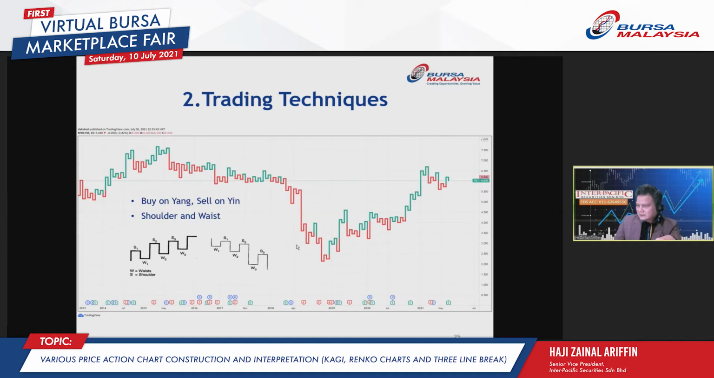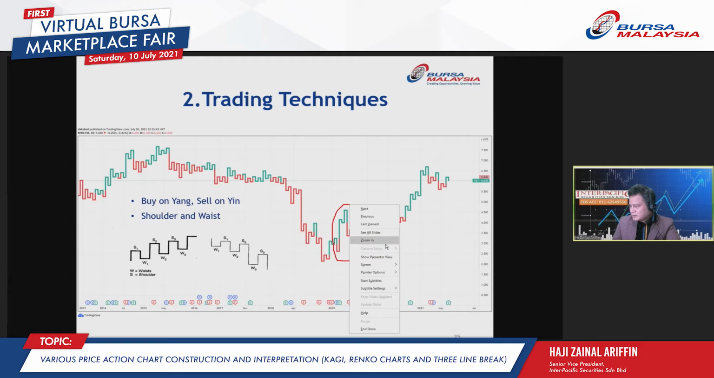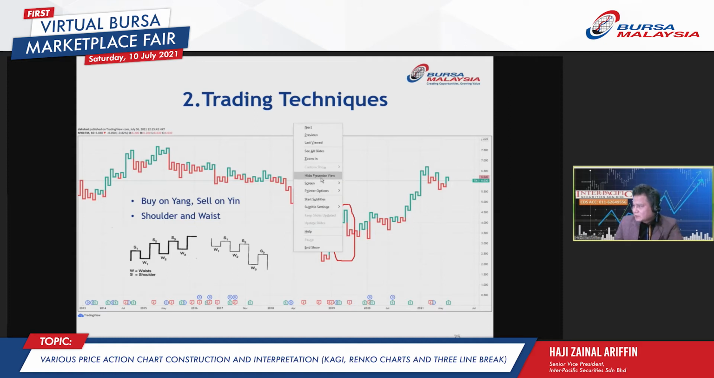Let me see whether I can show it here. For example, this is also a buying signal. The buying signal is here. Let me use the pointer option. Okay, so this is a buying signal.